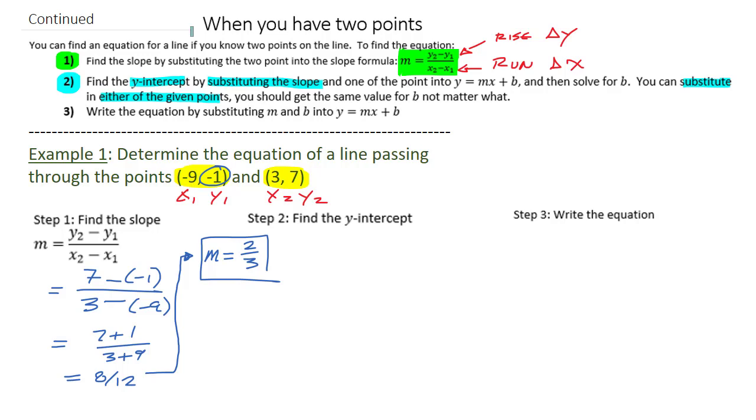And the nice thing is you can choose which one. Now I'm going to show you on the first one, it doesn't matter which point you substitute in. When you do your homework, you do not have to substitute them both in. So don't flood my inbox saying, do I have to sub them both in?